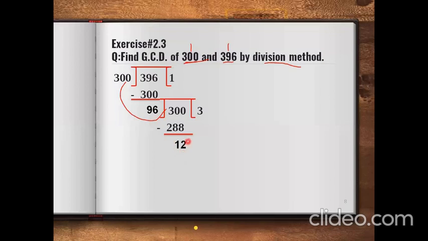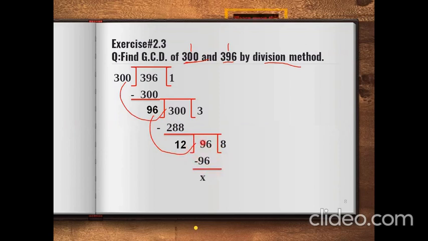So what you will do is make another box here, just like this, and then take your previous step divisor, that is 36, as your new step dividend. So you will write here 96. So 12 into 8 will be 96. Okay, 12 into 8 will be 96.